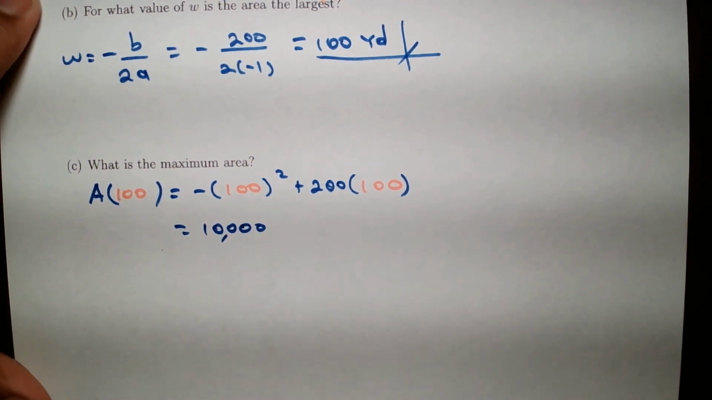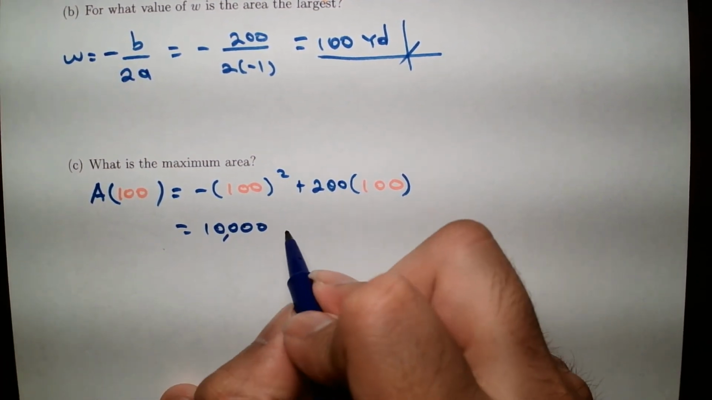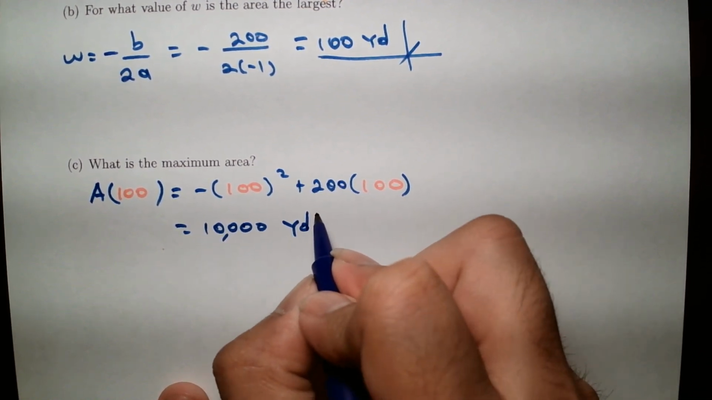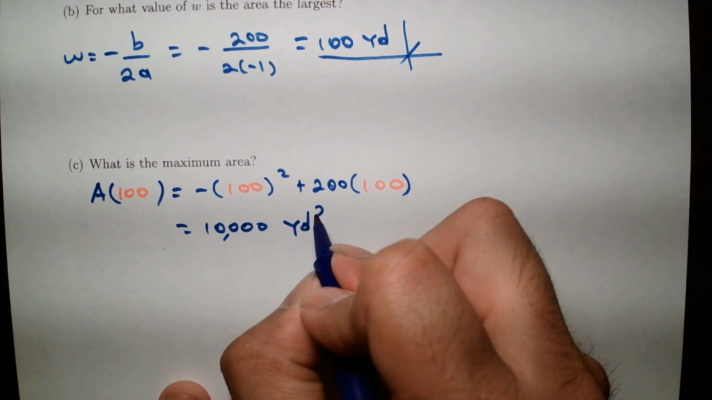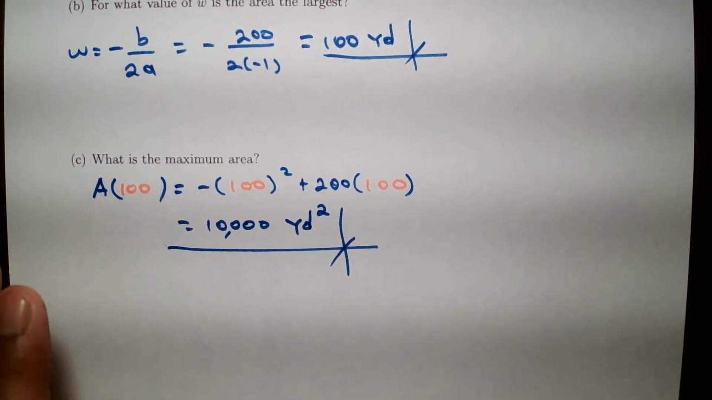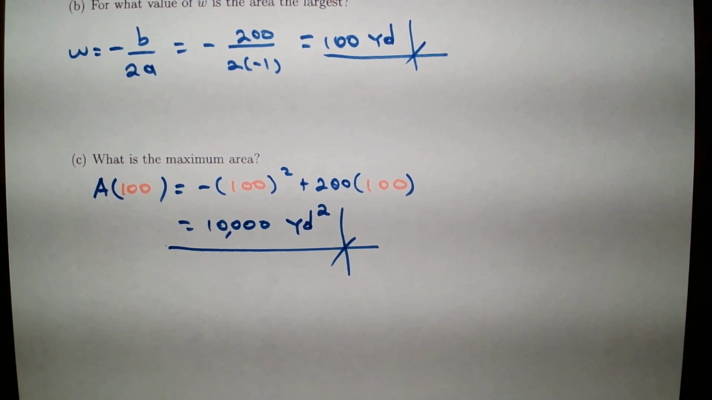And be careful with the units, because the units for length are just yards, but the units for area are going to be yards squared. All right, and this is the final answer and a good place to quit this video.